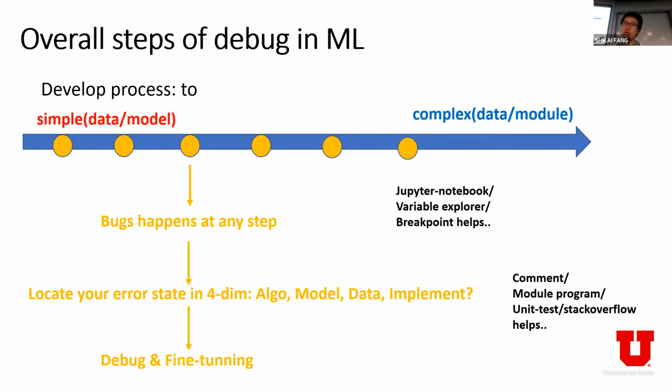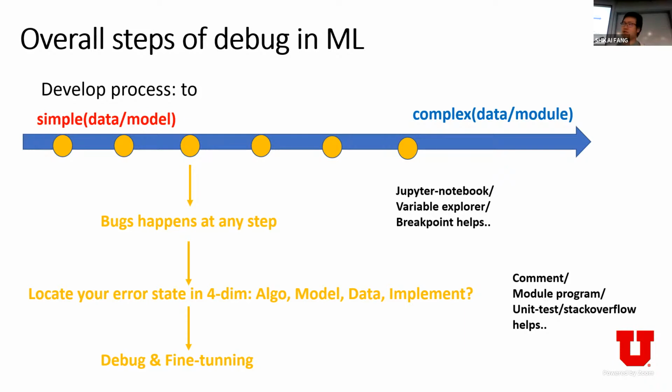The first step in handling a bug is to locate and identify where the error happens. Is your algorithm correct? Is your model implementation correct? Have you chosen the appropriate model? Is your data labeled and processed correctly? Locate your error, and then do the debugging and fine tuning.